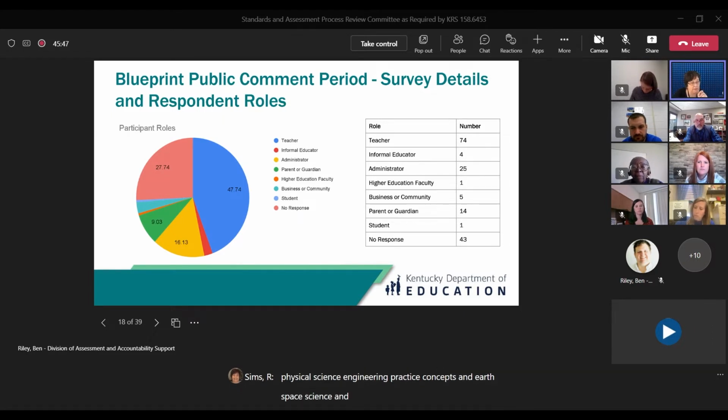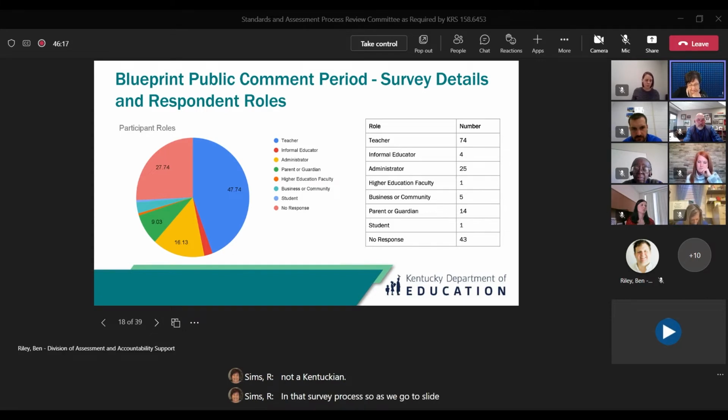But you can see primarily teachers are those giving feedback with 47.74%, followed pretty closely by, I think, administrators in terms of the number, and those in other support roles in the school. We did have people who did not respond. They went into the survey but did not respond, or were not a Kentuckian in that survey process.